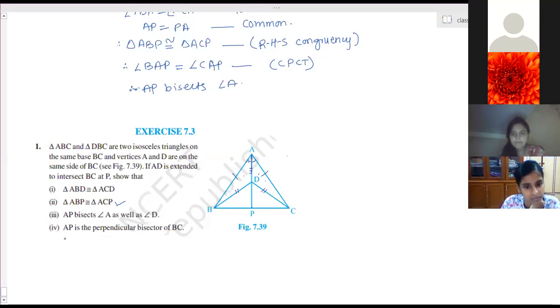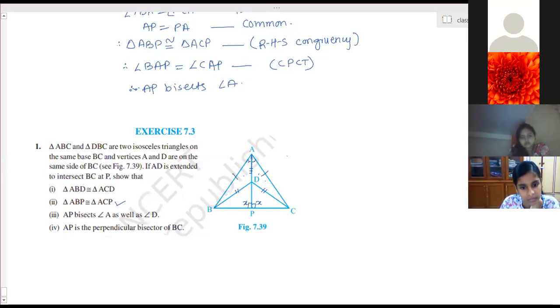So that means AP is a bisector of BC, as well as angle APB and APC are equal. They are not given as 90, they are equal. So consider this as x, x. x plus x is 180, 2x is equal to 180, x will be 90. So therefore AP is perpendicular to BC.